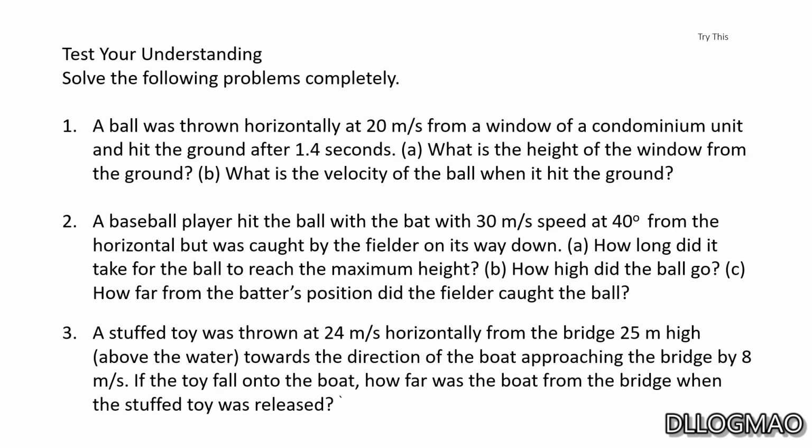Number 3. A stuffed toy was thrown at 24 meters per second horizontally from a bridge 25 meters high above the water towards the direction of a boat approaching the bridge at 8 meters per second. If the toy fell into the boat, how far was the boat from the bridge when the stuffed toy was released?